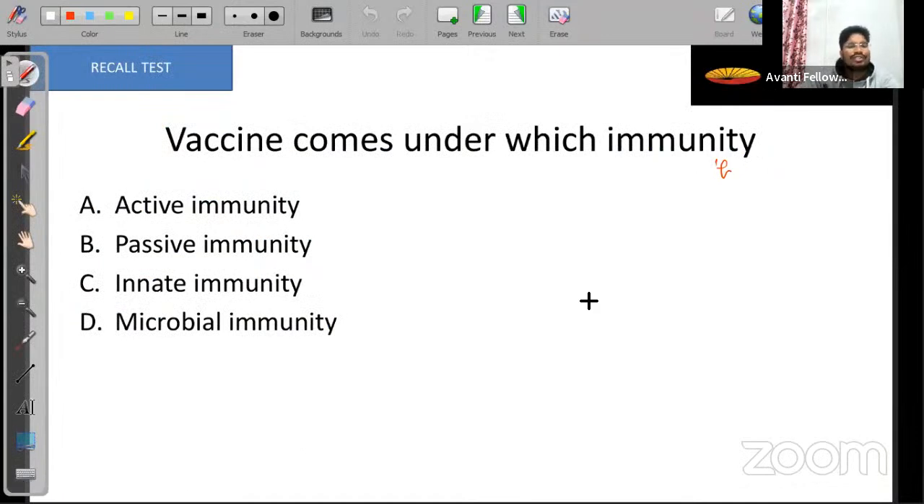Now here is a question for you people. The question is: vaccine comes under which immunity? Option A active immunity, option B passive immunity, option C innate immunity, option D microbial immunity. I'm launching the poll for the question and I hope you can answer now.